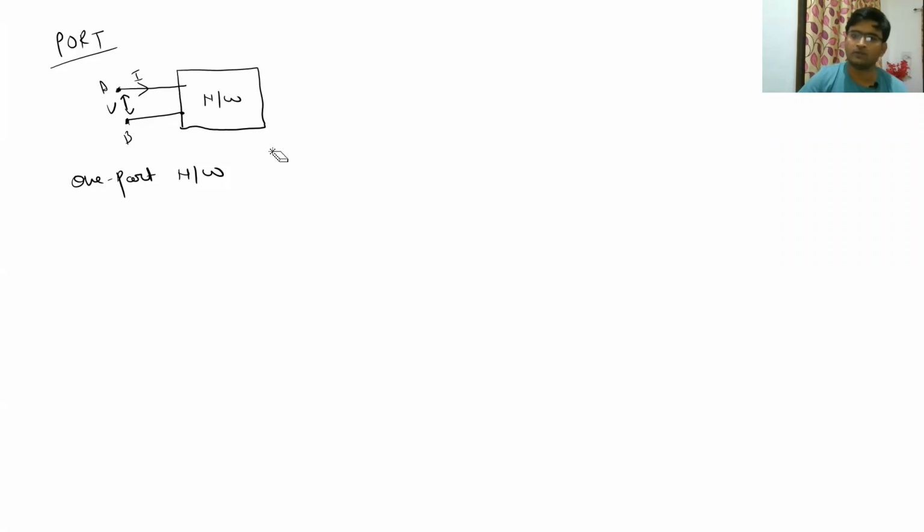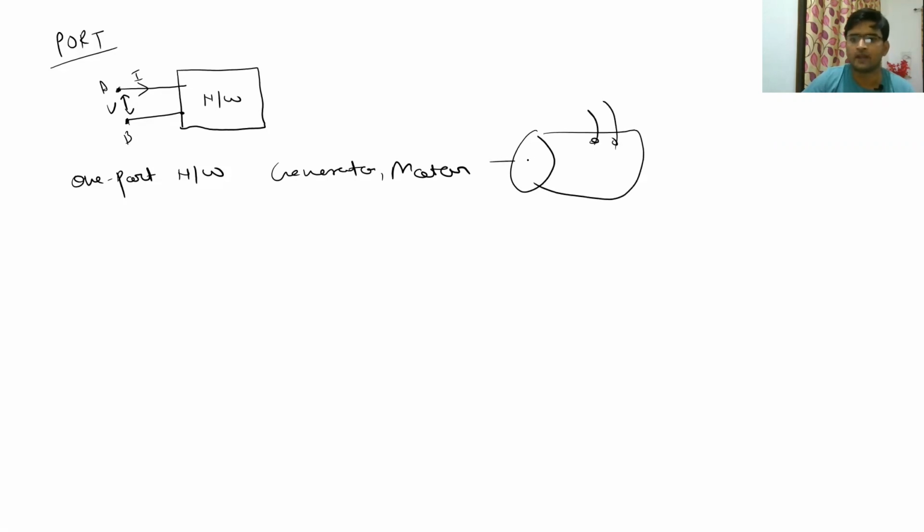So if a network has only one port, we can call it a one port network, and its example being a generator or a motor. So what happens in a motor? In a motor, there are two wires which come out, and there is a rod which rotates when the electricity comes inside this motor. So you see that from this network, motor network, only these two ports come out, which is in the form of wire. So the motor can be classified as a one port network.